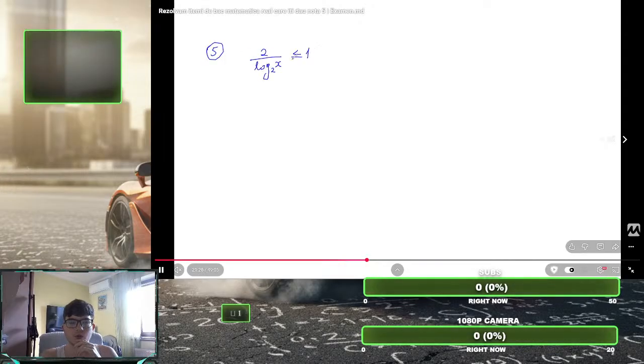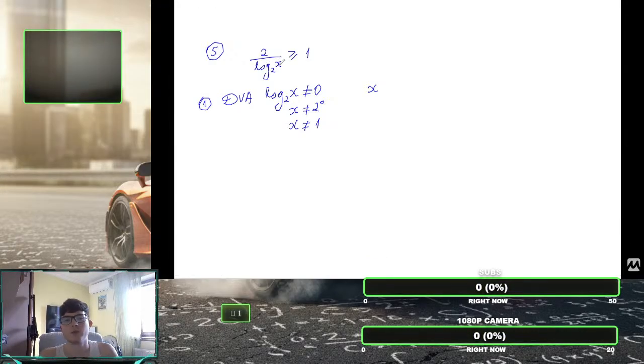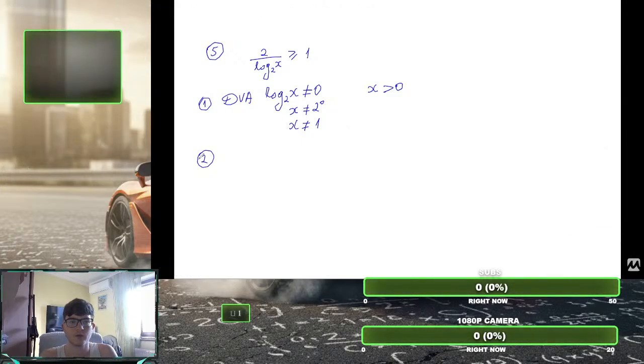And now we work with this one, kind of similar one, DVA. Work with what, log not equal to 0. So x is going to be that based on the power, not equal to 1. Okay, not equal to 1 then. X bigger than 0. And now move on from here.